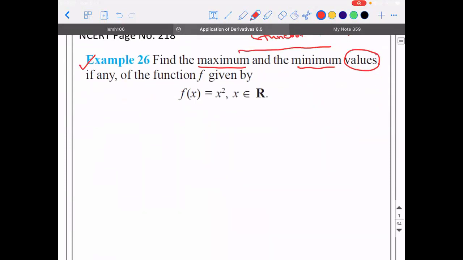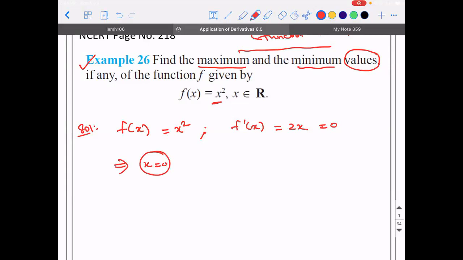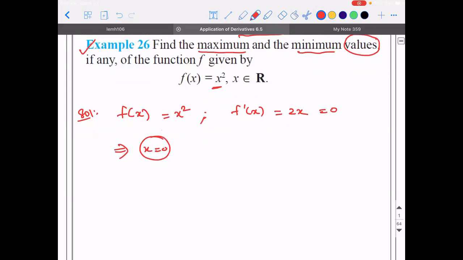Okay. So the given function is f of x is equal to x square. The solution is f of x is x square. What is f dash of x? It is 2x. And I will equate this 2x to 0. Then I will get x is equal to 0. So x is equal to 0 is the point of, this we have already done many times. So f double dash of x is 2, greater than 0. So it is a point of minimum.